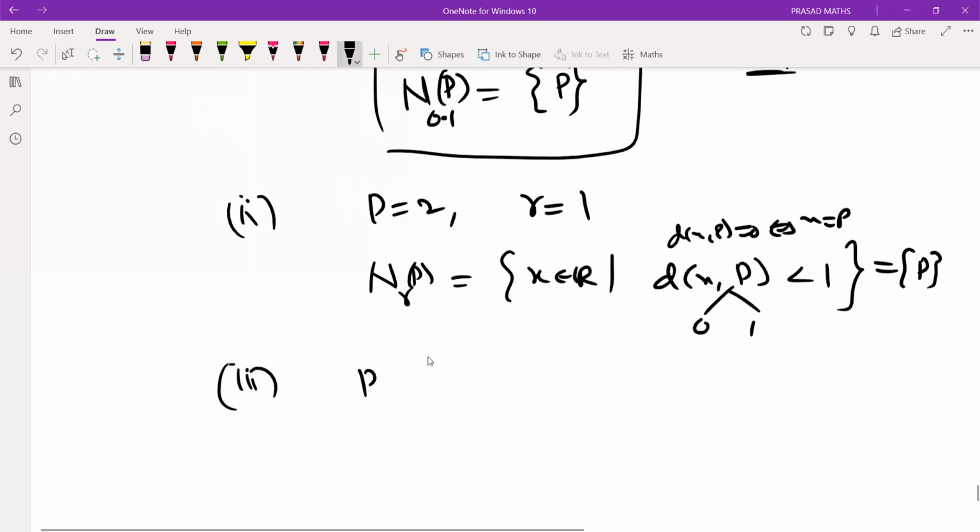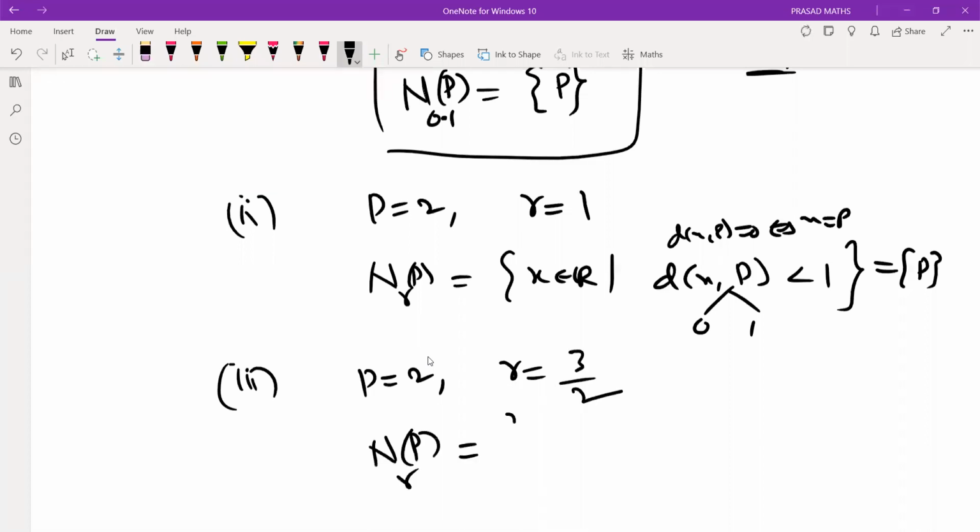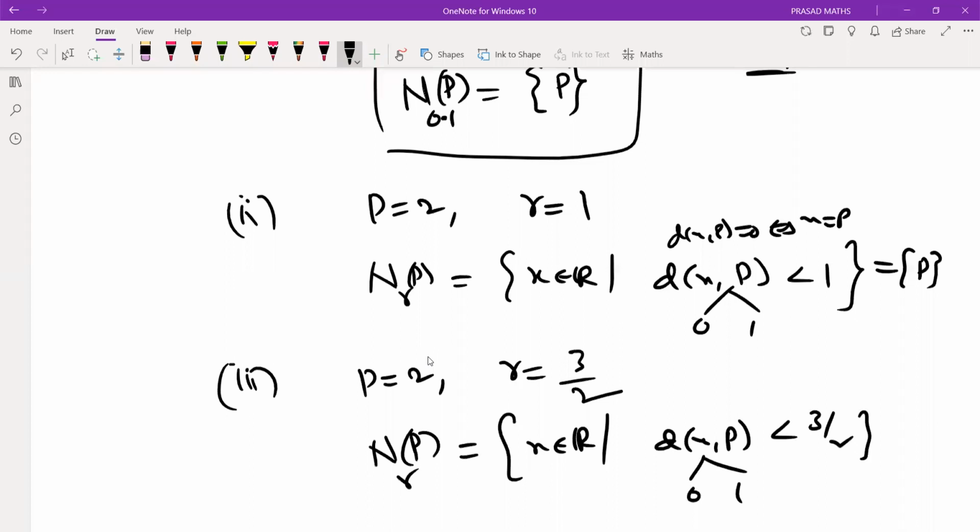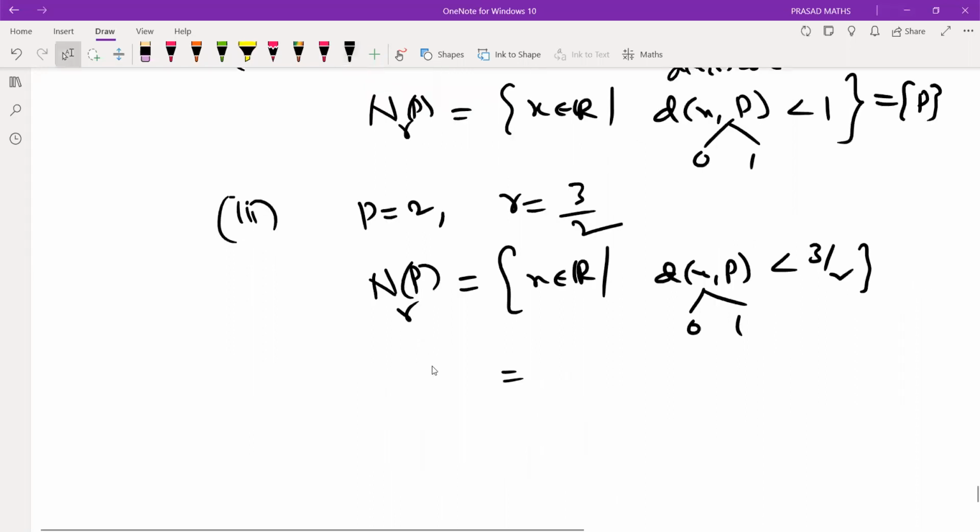Suppose the same center, and my radius is 2, or else you can take 3/2. What is the neighborhood of P? It is the set of all real numbers x whose distance from x to P is less than 3/2. Again, the distance is 0 or 1. Both are possible here. 1 is less than 3/2, so that is also possible. Here there are two possibilities: distance equal to 0 is possible, and distance between x and P equal to 1 is possible if and only if x is not equal to P.